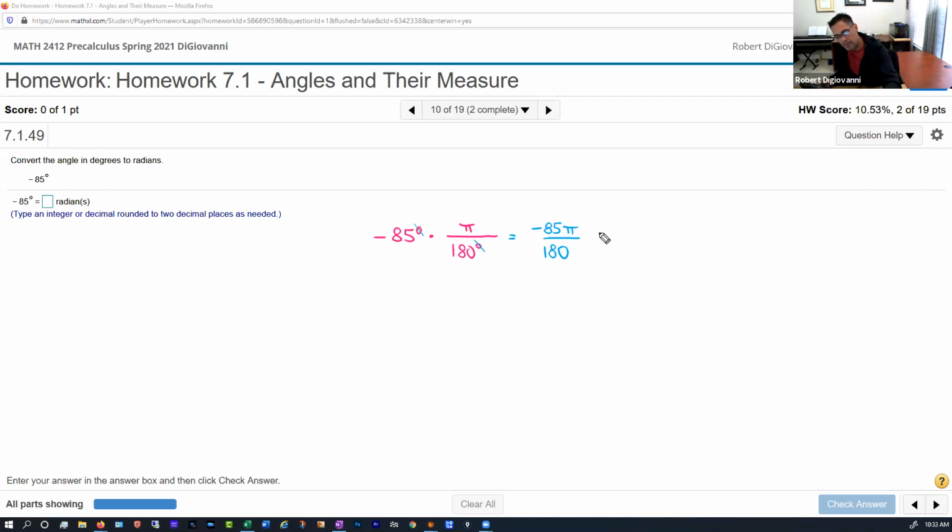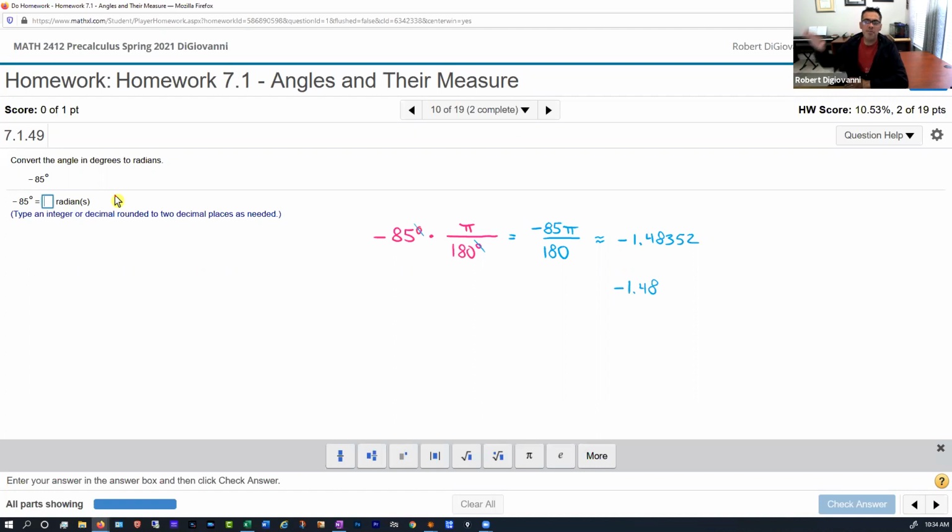So I'm getting approximately negative 1.48352. Okay, it says to round 2 decimal places. Y'all see that? So it's just negative 1.48. And this is radians, right? So I'm not going to put any symbols, so I'm ready to type this in. Negative just meant that it's a clockwise angle, right? Not counterclockwise. The negative means it's just clockwise. That's all that's important there. So negative 1.48.